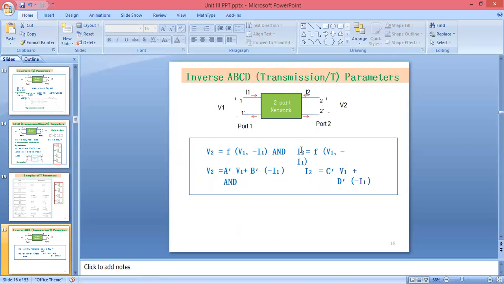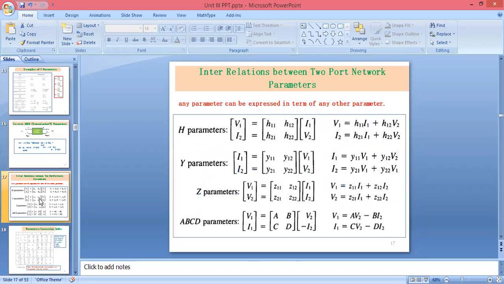You can write these equations in the form of matrix also. You will get the equations for A dash, B dash, C dash, D dash. Only what we are doing here, instead of V1 and I1 dependent, we are considering V1 and I1 as independent, and we are taking V2 and I2 as dependent variables. So you will get these equations. Now you can see we can find interrelations between these parameters.